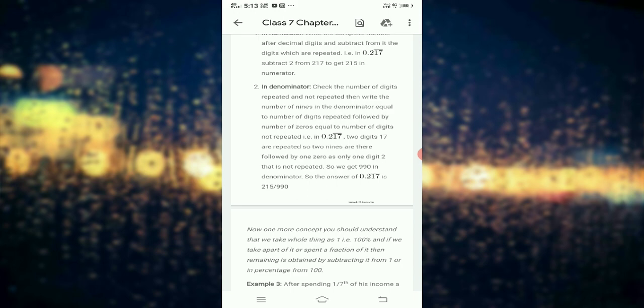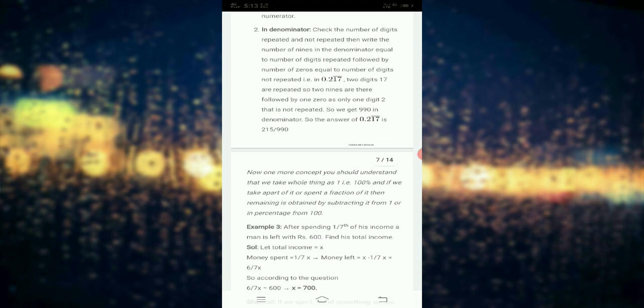Now one more concept you should understand: we take the whole thing as one, that is 100%, and if we take a part of it or spend a fraction of it, then the remainder is obtained by subtracting it from 1, or in percentage from 100.